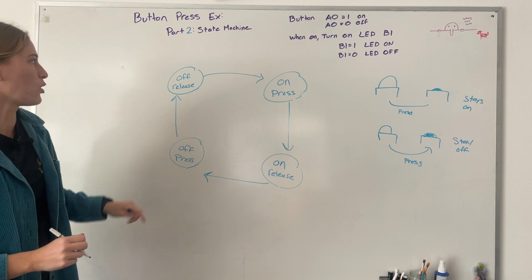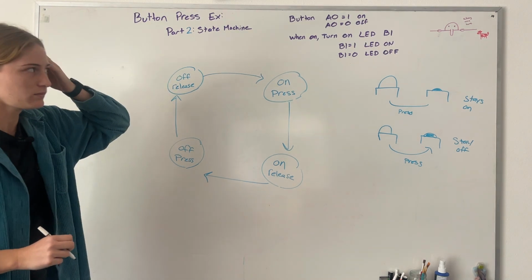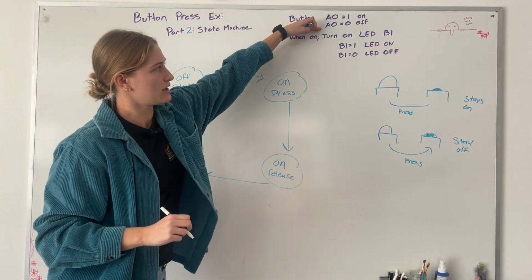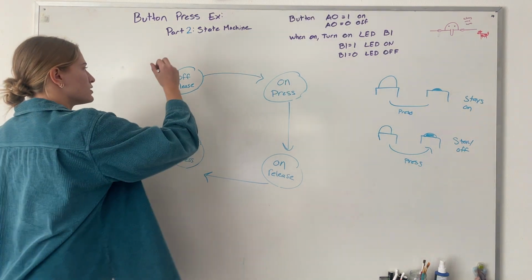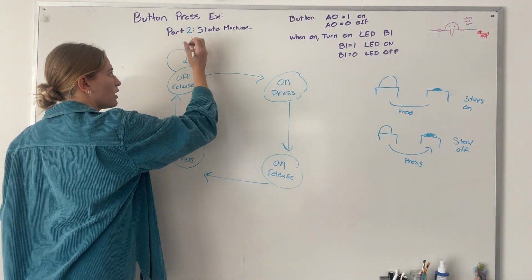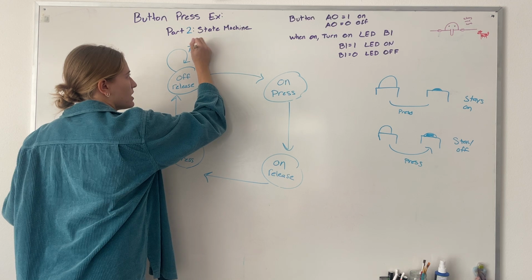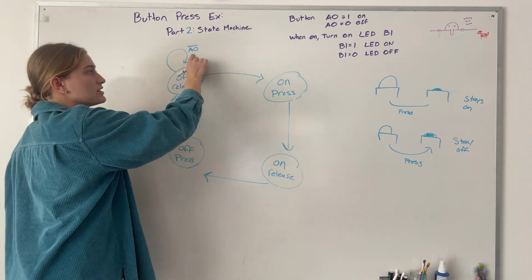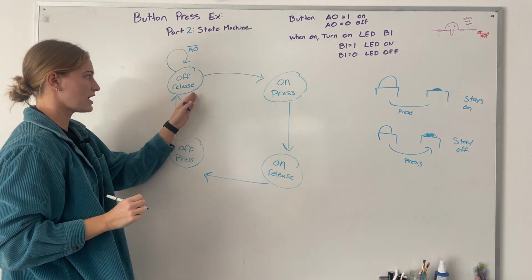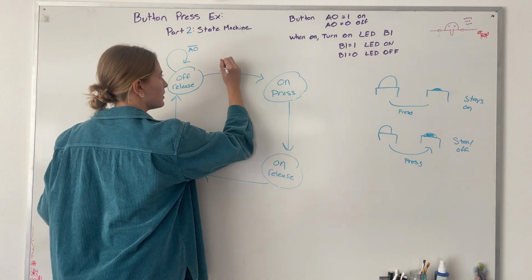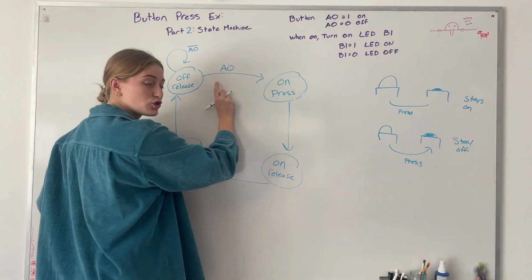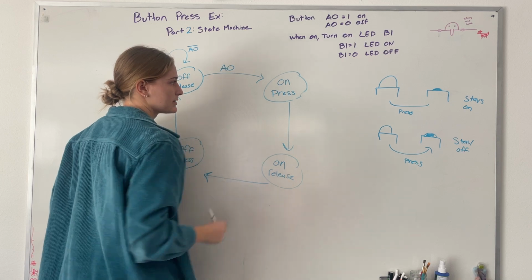Let's fill it out a little bit more. When it's off, we know that A0 is 0. It's not on. So we're going to do a quick self loop here. And we're going to say not A0. A0 is false. A0 is 0. And it stays on off release. Now, when you click it, A0 becomes true. And it goes on press.